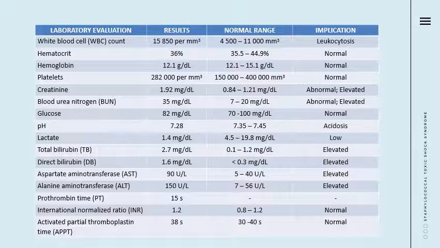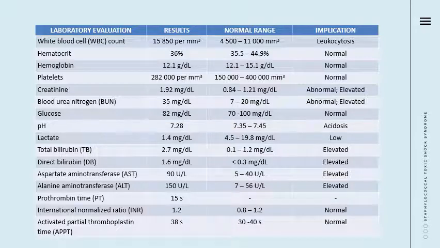Her total bilirubin, direct bilirubin, aspartate aminotransferase, and alanine aminotransferase labs are elevated. So this means that there is something wrong with her hepatic function. Her prothrombin time, INR, or international normalized ratio, and activated partial thromboplastin time were normal.